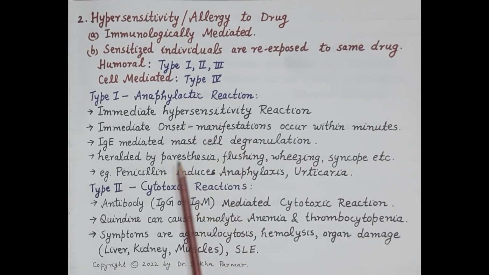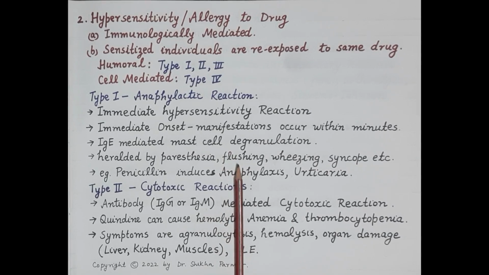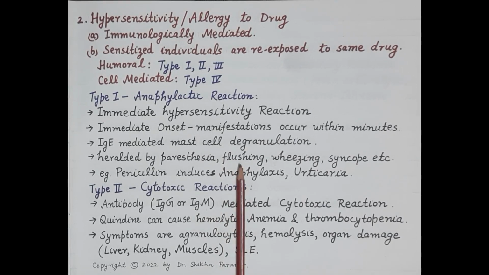Now, these anaphylactic reactions are heralded, or announced, by symptoms like paraesthesia, that is tingling or pricking sensation. Then, as we have already discussed, release of histamine causes flushing, that is the reddening of skin due to vasodilation. Then histamine causes wheezing, that is difficulty in breathing. It can cause syncope, that is fainting.